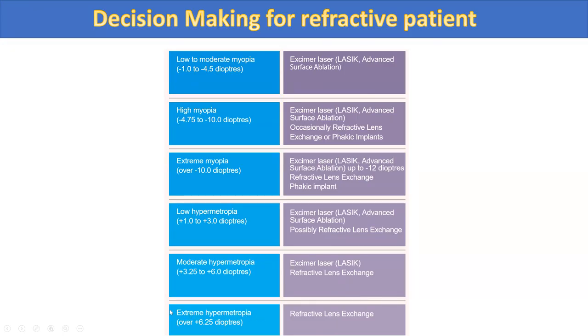Extreme myopia or extreme hyperopia, like above +6 diopters, will not fit into any corneal refractive surgery. It will be just for the refractive lens exchange, nothing more.